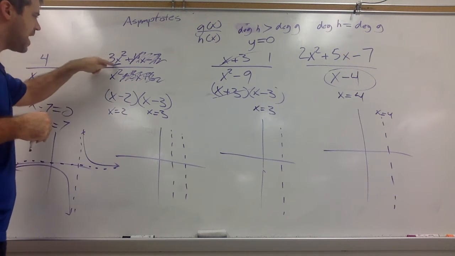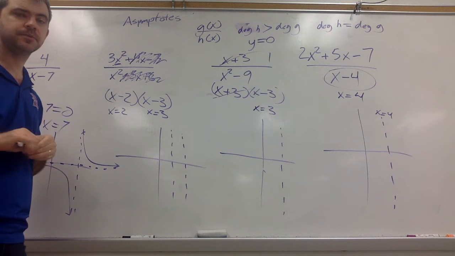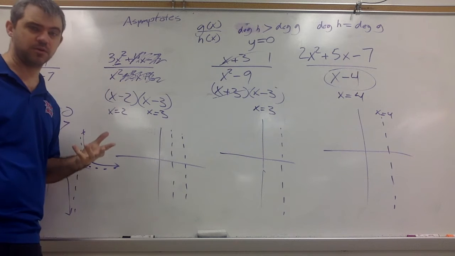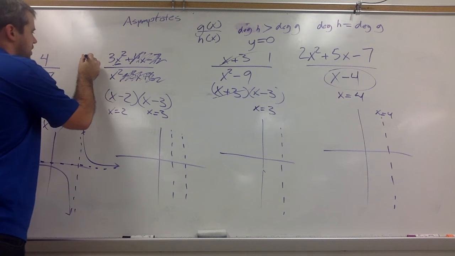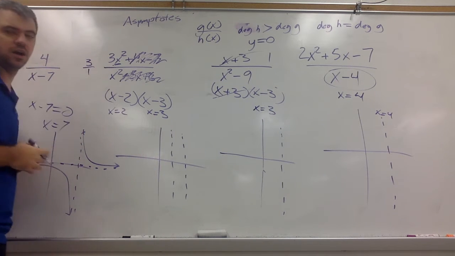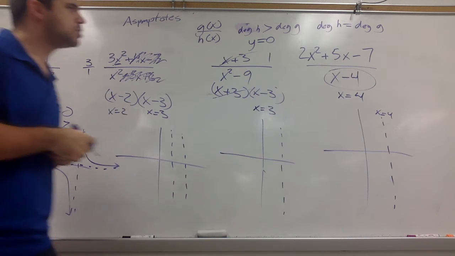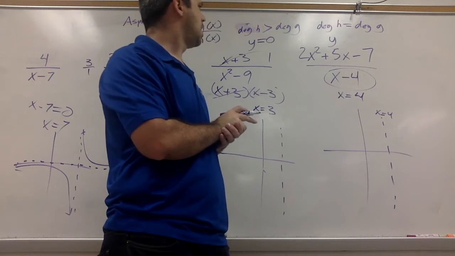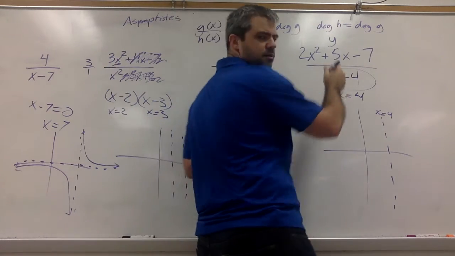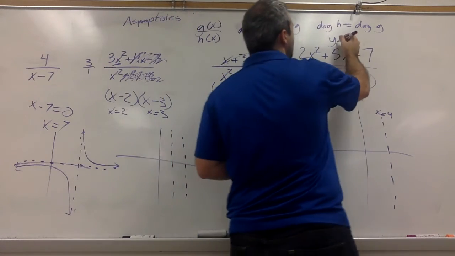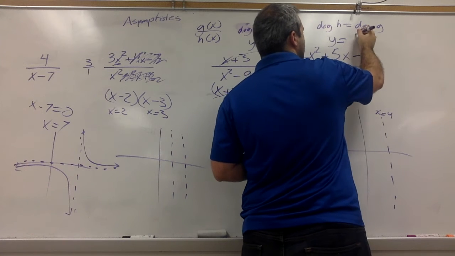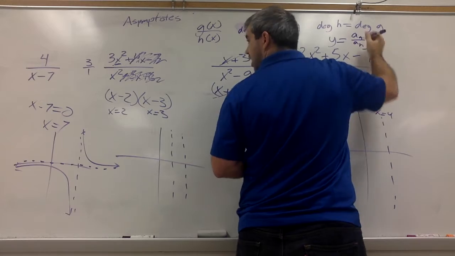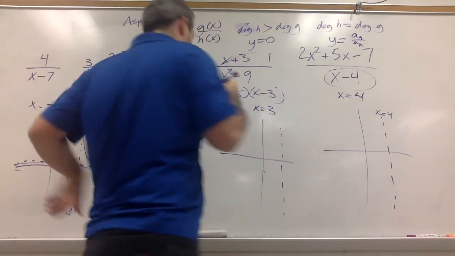So what is 3x squared divided by x squared? Well, that's just 3 over 1. The x squareds cancel out. So it winds up being 3 over 1. So our y winds up being our leading coefficient divided by our other leading coefficient.